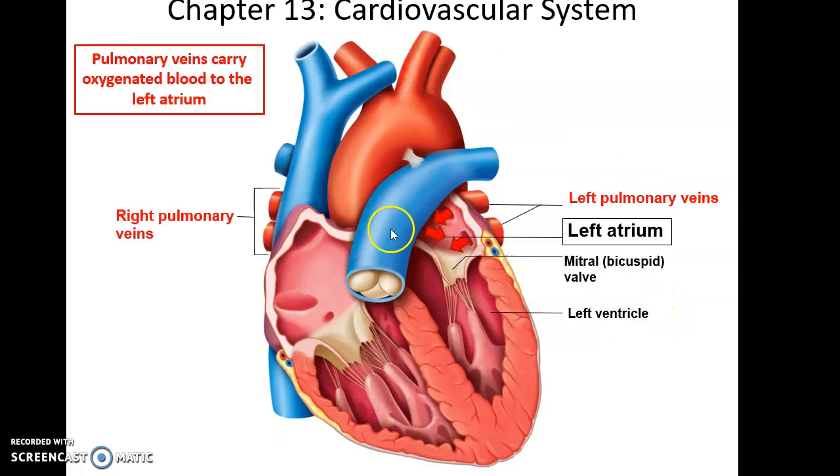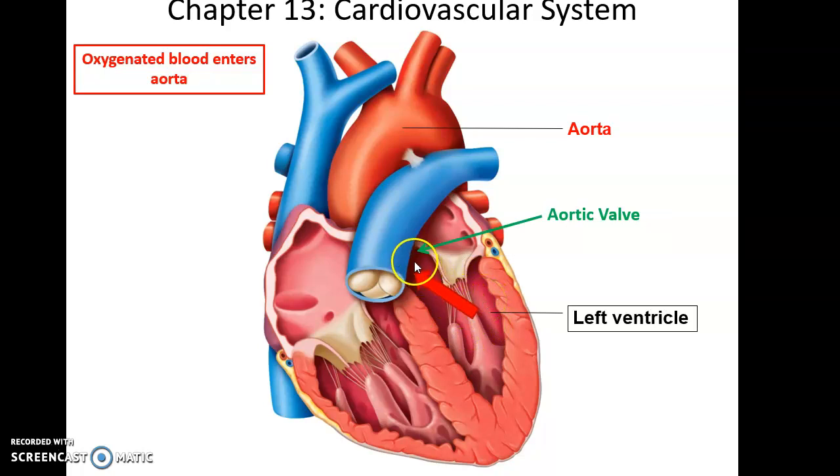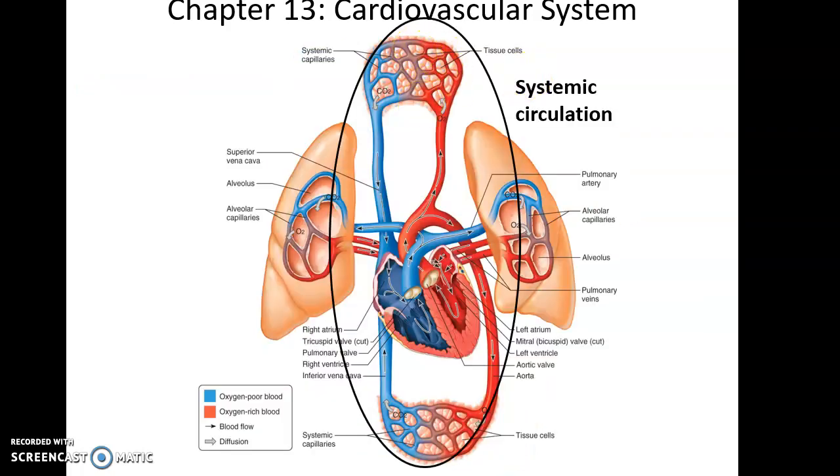Then the blood returns to the heart and enters the left atrium. So again, the left and right pulmonary veins carry oxygenated blood into the left atrium. The blood then passes through the mitral valve or bicuspid valve and enters the left ventricle. And then from there, it passes through the aortic valve and into the aorta, and then carries the oxygenated blood throughout the body. And this is, of course, the systemic circuit, going through all the tissues of the body.